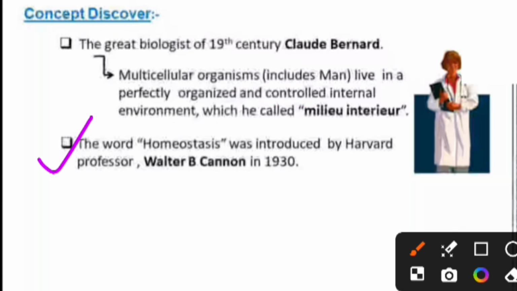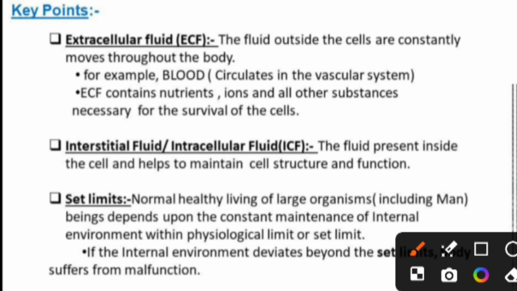This is helpful for any kind of system, the nervous system or muscle system, maintaining body temperature and maintaining pH all over the system. All are organized and perfectly maintained. But he did not discover the term homeostasis. The word homeostasis was introduced by the Harvard professor Walter B. Cannon in 1930. And then there are some key points that help to understand the homeostasis concept clearly.